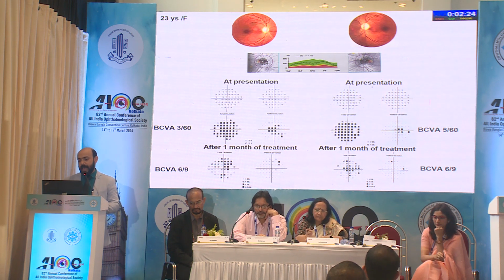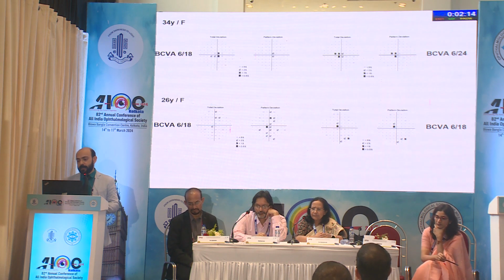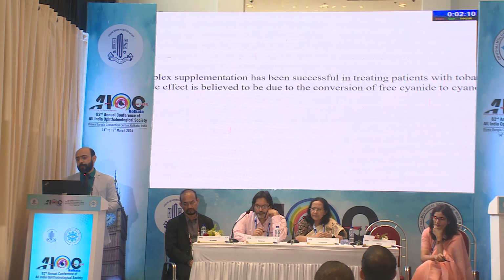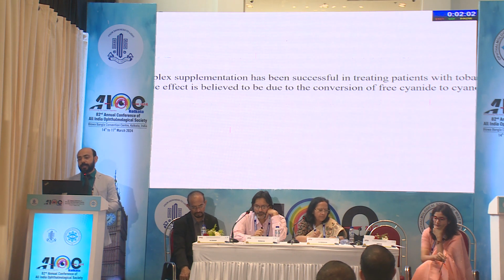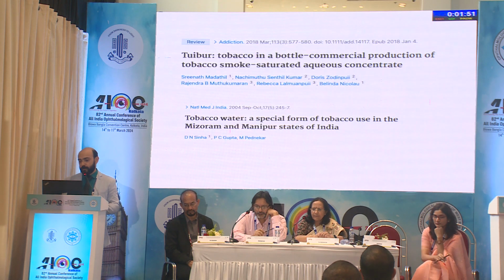This is the typical patient who presented, had a very good normal fundus, minimal thinning in the temporal region on RNFL, and the perimetry showed a dense central scotoma, but a month after the vitamin supplementation, they had a dramatic improvement in vision, and it improved to 6/9. A couple of other patients had similar results. Vitamin B complex supplementation has been successful in treating patients with tobacco amblyopia, and the effect is believed to be because of the conversion of free cyanide to cyanocobalamin. All patients had statistically significant improvement in vision, and the visual acuity and visual indices also improved.